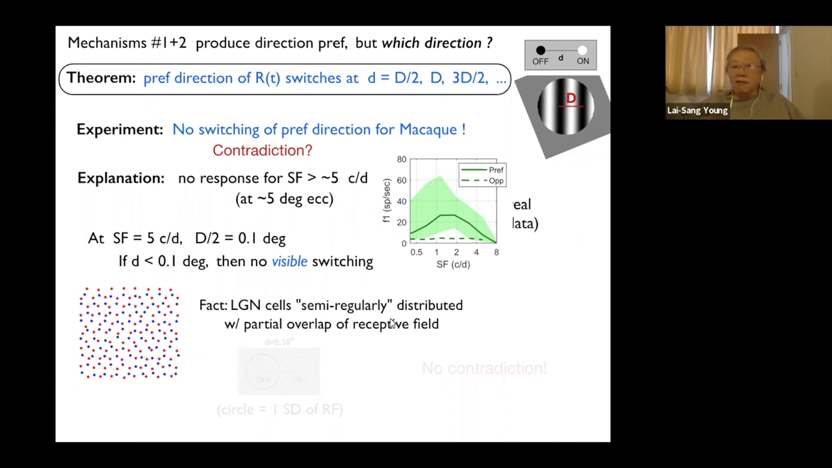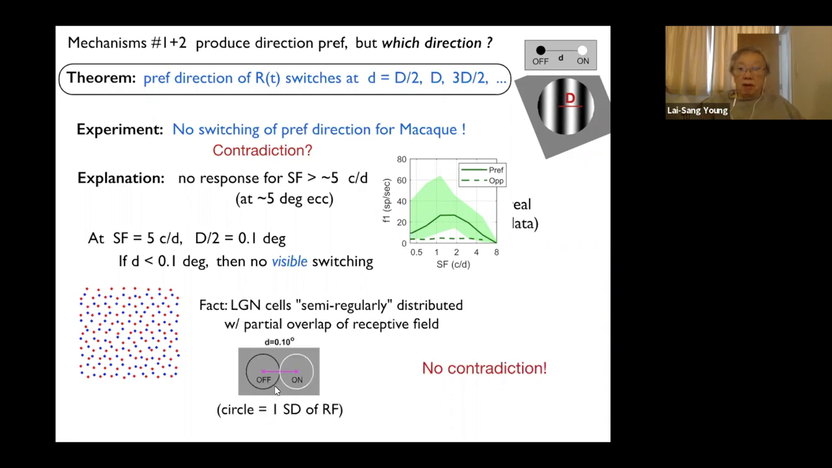But they are fairly evenly spaced apart, each of the on and off cells, with overlapping receptive fields. The receptive fields don't sit on top of each other, but they have a fair amount of overlap.